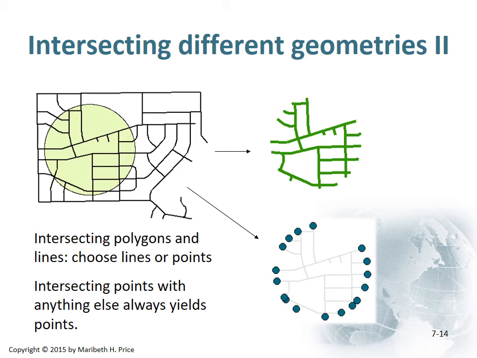So here again, sorry, I'm doing it again, the intersecting different geometries. If we're intersecting polygons and lines, you can choose to output either lines or points. Those are both valid outputs intersecting the polygon. Intersecting points with anything else is always going to give you points. So again, that's a really critical aspect of the intersection function with vector data sets.